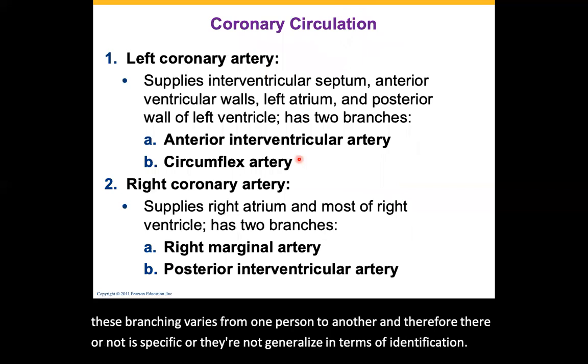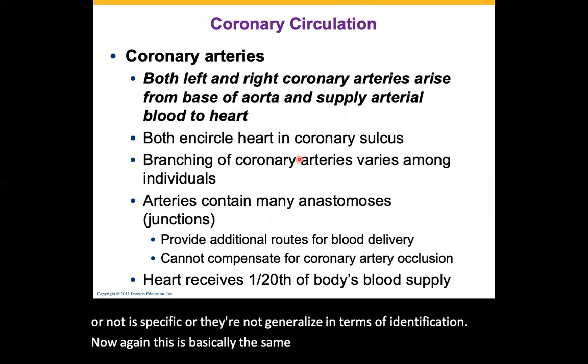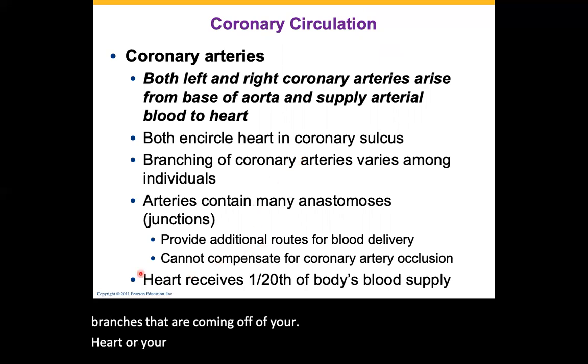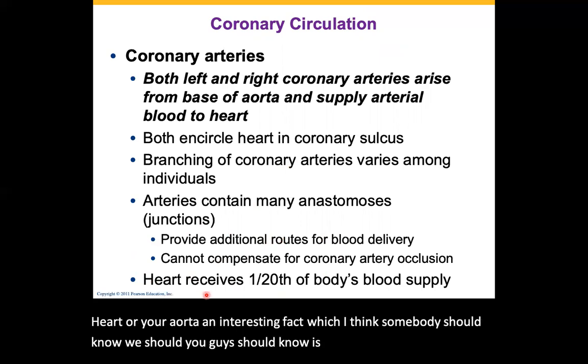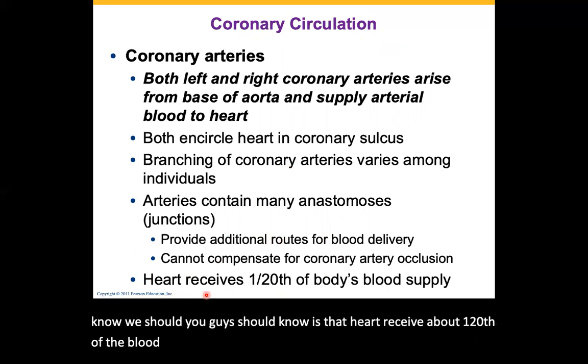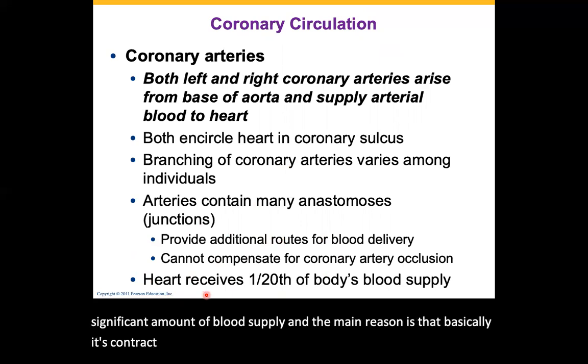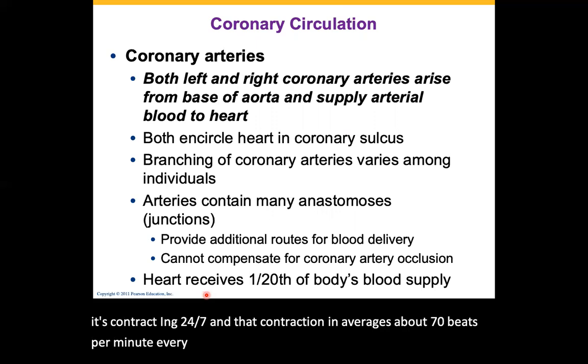Now, again, this is basically the same idea. Coronary arteries are the main branches that are coming off of your aorta. An interesting fact, which I think you should know, is that the heart receives about 1/20 of the blood supply, which is amazing considering its size. So 1/20 is a significant amount of blood supply. The main reason is that it's contracting 24/7, on average about 70 beats per minute, and every contraction requires a lot of energy.